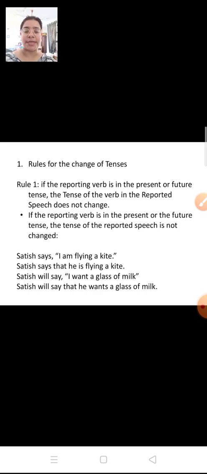One more example. Satish will say, I want a glass of milk. Will say means it is in future tense. Now if we change it into indirect speech, the tense will be the same: Satish will say that he wants a glass of milk. That's it. It is very clear and easy: if in direct speech the verb is in future or present tense, it will not change in indirect speech.